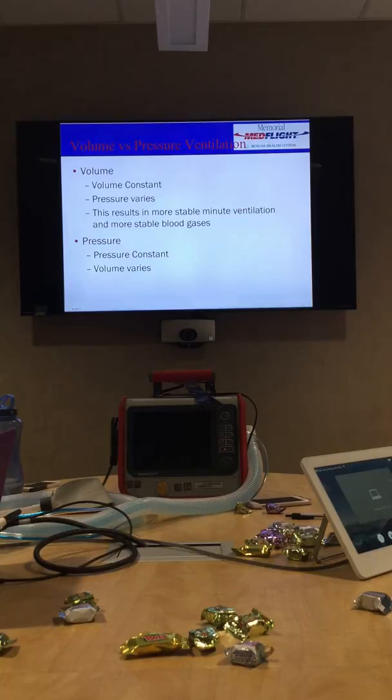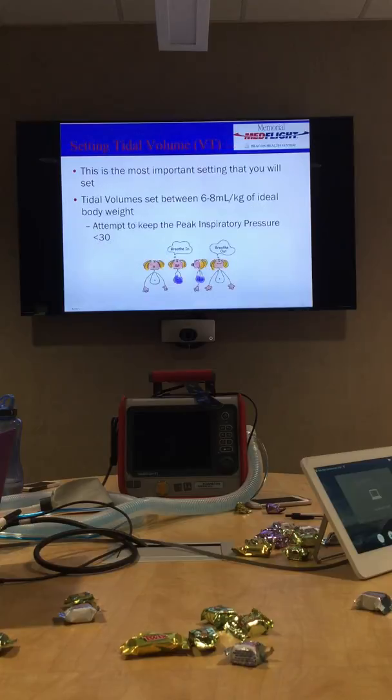So pressure ventilation versus volume ventilation. This just kind of gives you a real quick look. With volume, your volume is always going to be constant, but your pressures are going to vary. But it's more stable when it comes to minute volume ventilation because you're making sure that they're getting a certain rate and they're also getting the volume that you set. In pressure, the pressure is more constant, but then your volumes are going to vary, so it's not quite as accurate with minute ventilation. And then we're going to get into ASV towards the end.